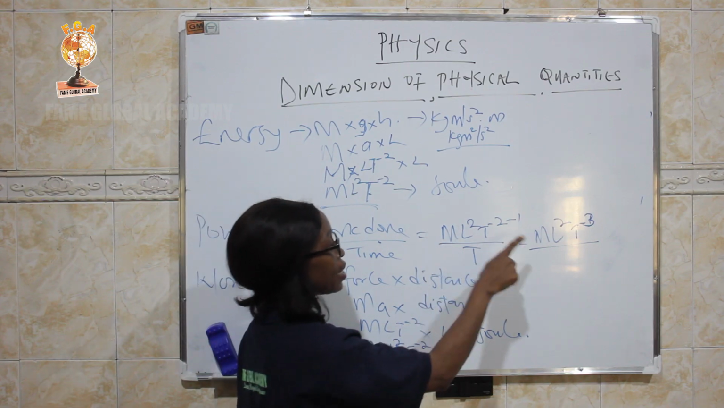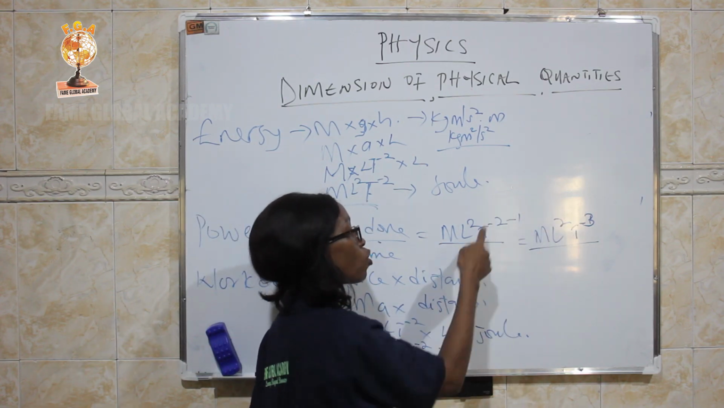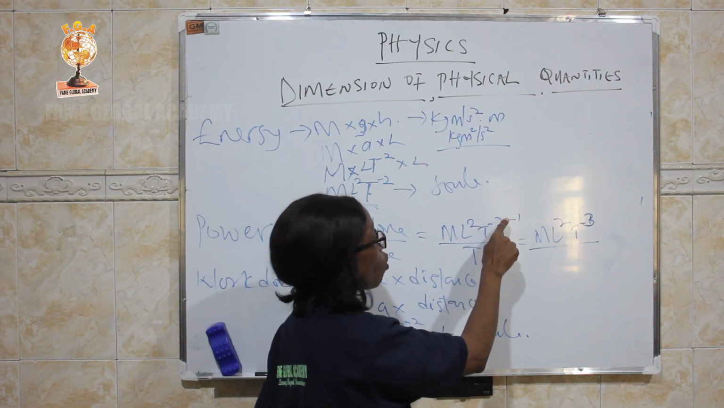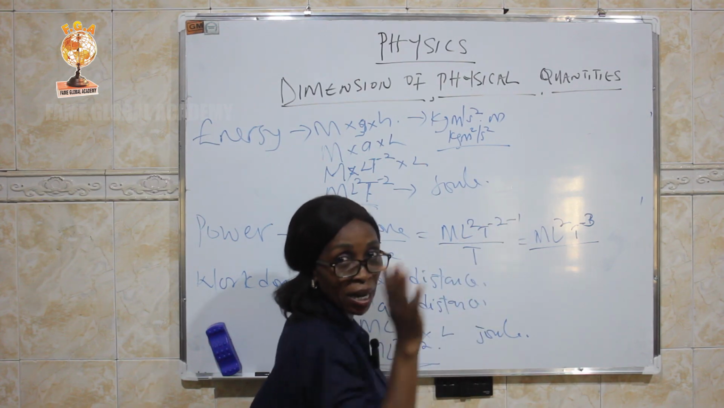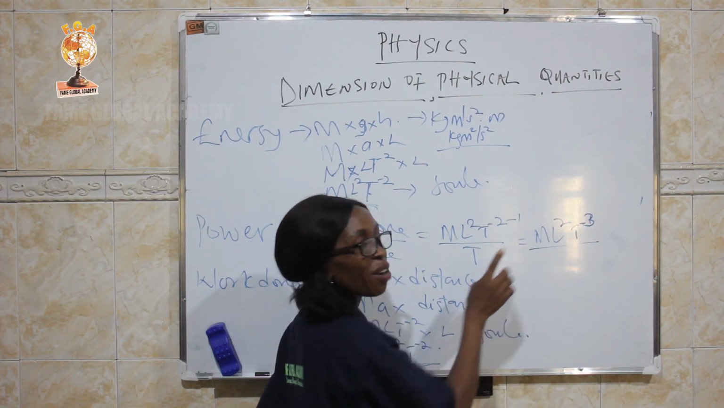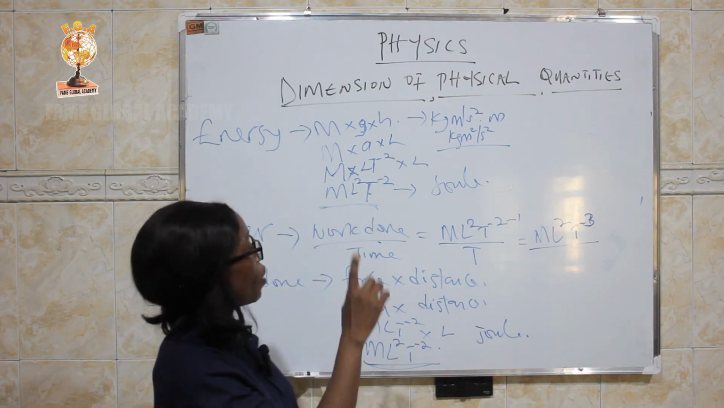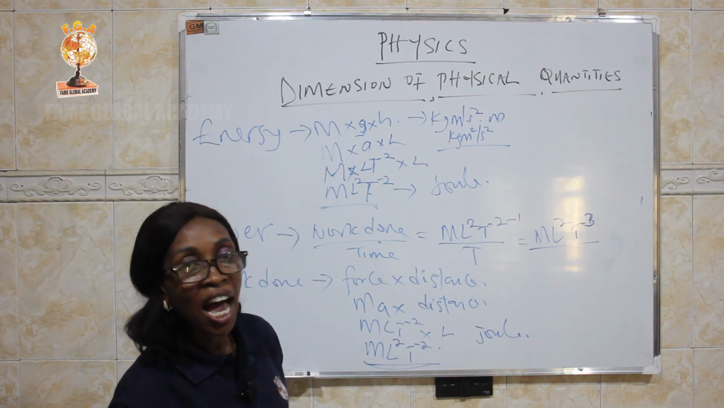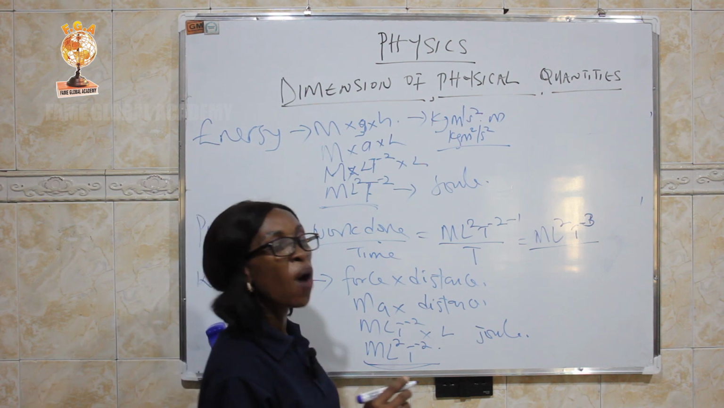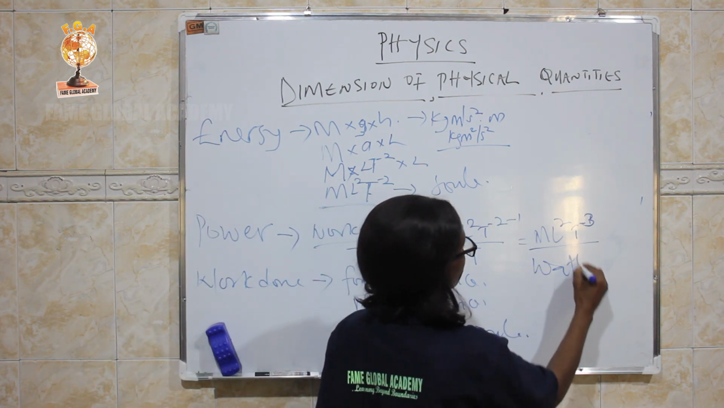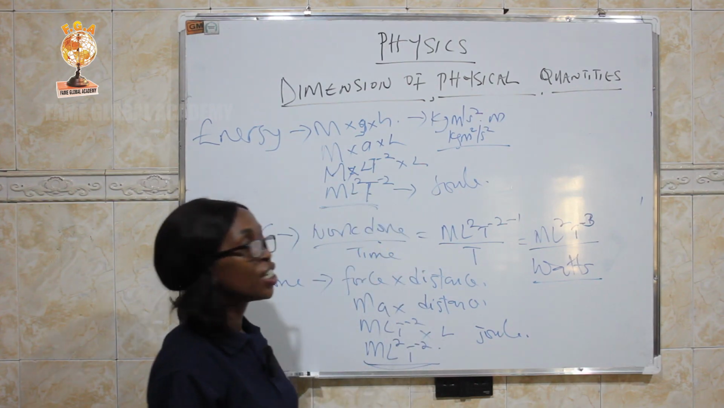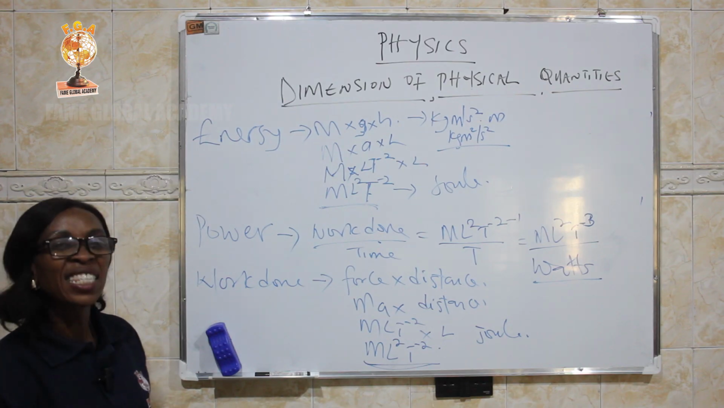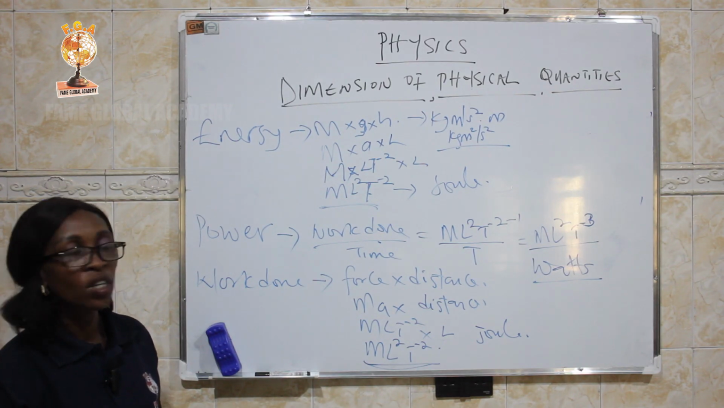ML squared T minus 3. The T is going upward to join them. T has 1, and so when it goes upward, it becomes minus 1. Minus 2 minus 1, mathematically, becomes minus 3. So this is now the dimension for power, ML squared T minus 3. Now what is the SI unit for power? Power is measured in watts. Energy is in joules. Work done is in joules. Power is in watts.